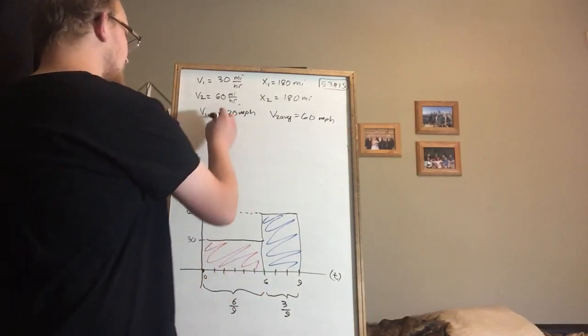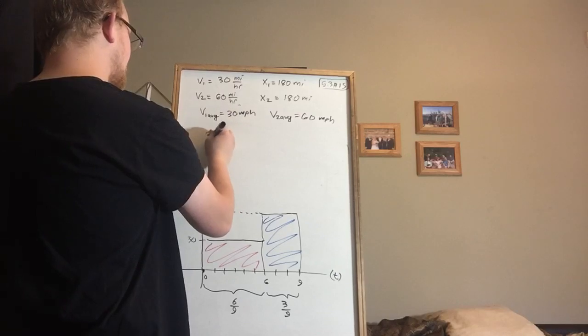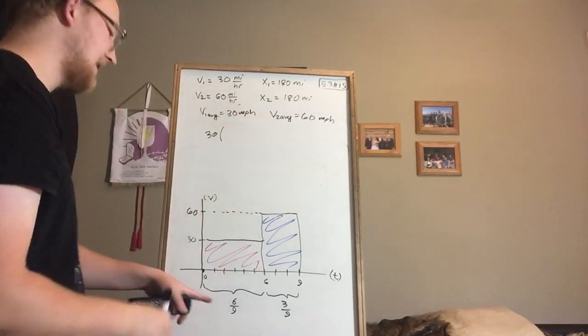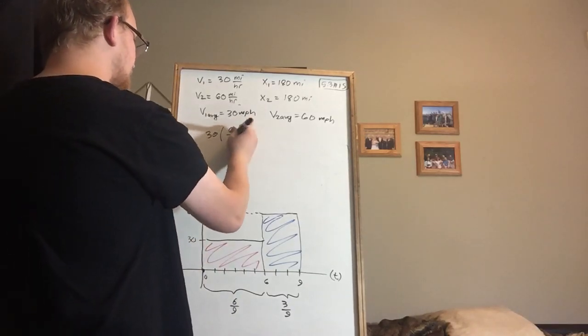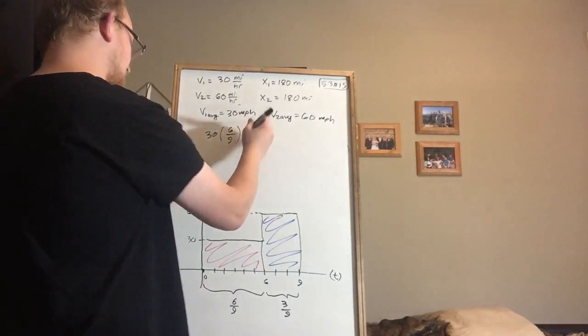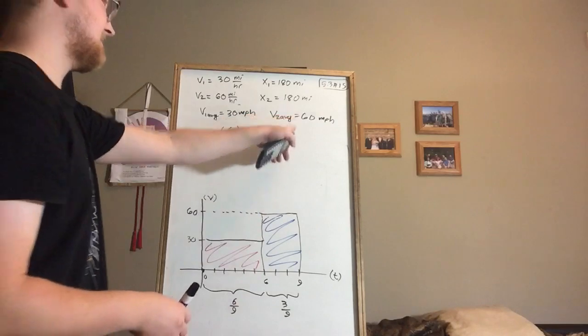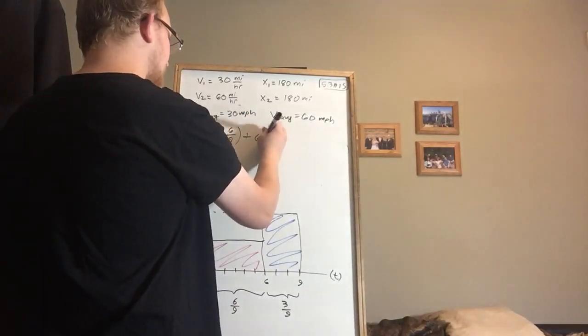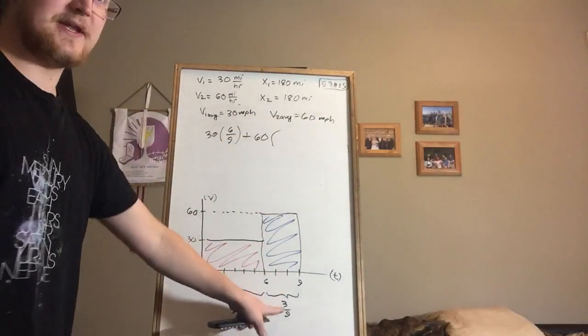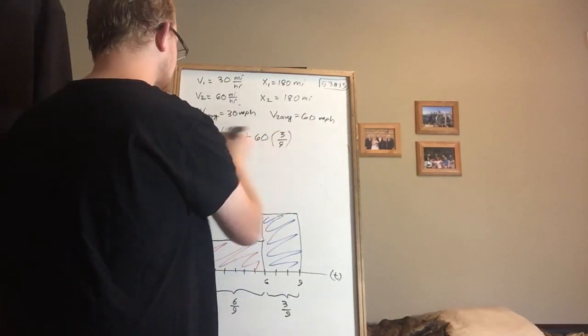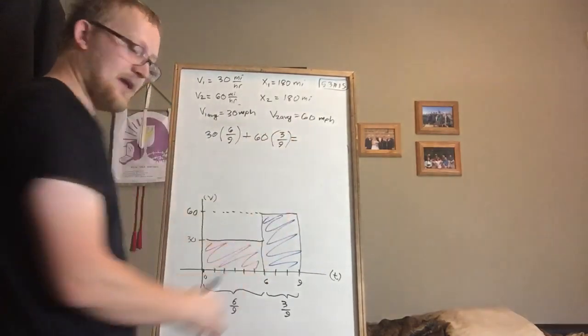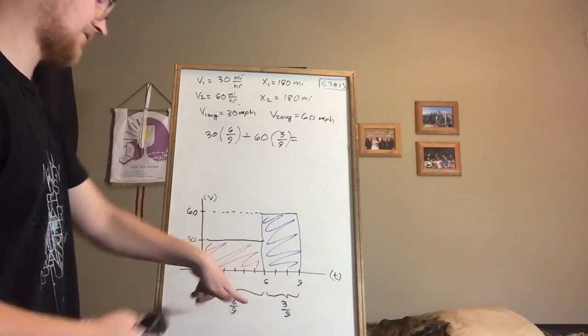And so V1 average was 30 times its weight, right? We went 30 for 6/9 of the trip. So we multiply it by 6/9, plus we went 60 miles an hour for 3/9 of the trip. So those are our weightings, and they give weight to the amount of time it took.